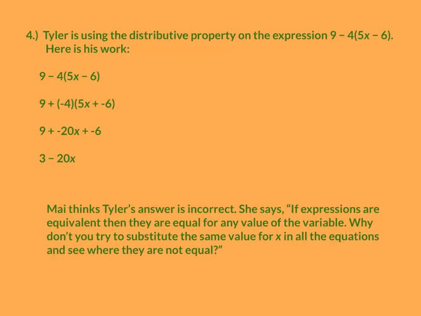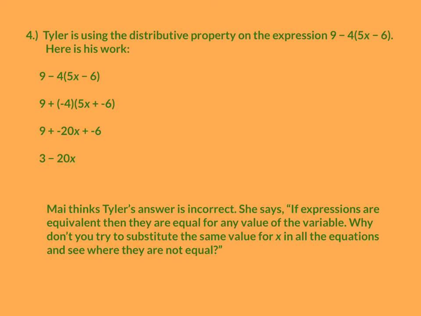Okay, next. Tyler's using the distributive property on this expression, 9 minus 4 times the quantity of 5x minus 6. Here's his work. Okay, Mai thinks Tyler's answer is incorrect. She says if expressions are equivalent, then they are equal for any value of the variable. Why don't you try to substitute the same value of x for all the equations and see where they are not equal? So this is certainly a strategy, but I think we've learned by now that the best way to approach this is to solve it the way Tyler did.